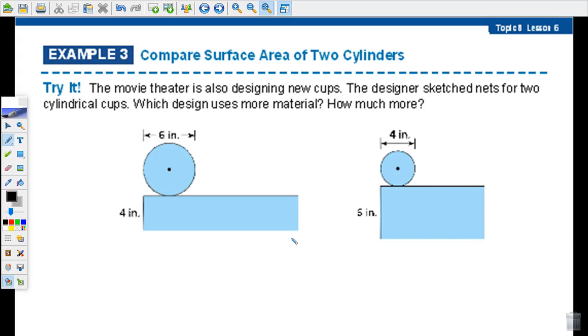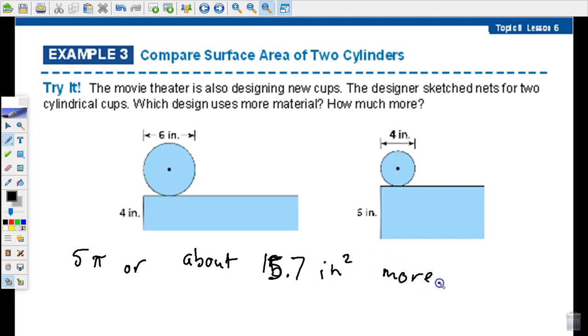Okay. So the shorter container requires more material. It requires 5 pi, or about 15.7, 15.7 square inches more. All right.